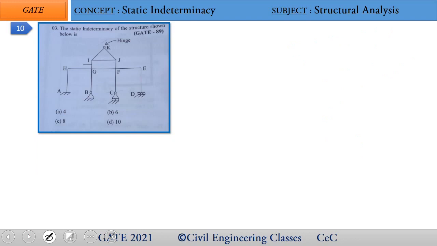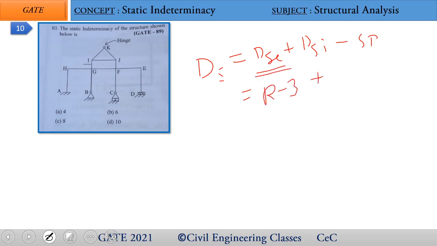I think this is a frame structure, and for a frame we know the formula, that is DSE plus DSI minus special conditions. So tell me, what is the formula for external static indeterminacy? That is r minus 3. What is internal static indeterminacy for a frame? That is 3 times C. Minus special conditions. We will write some special conditions after identifying some hinges.